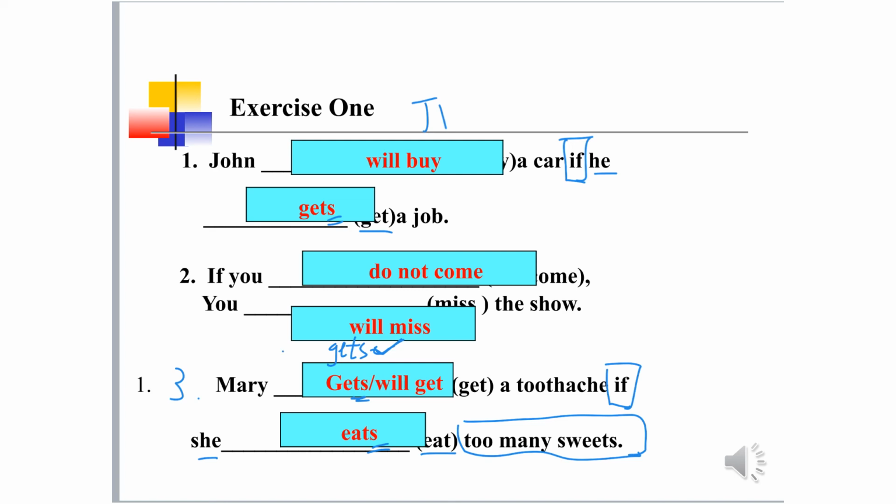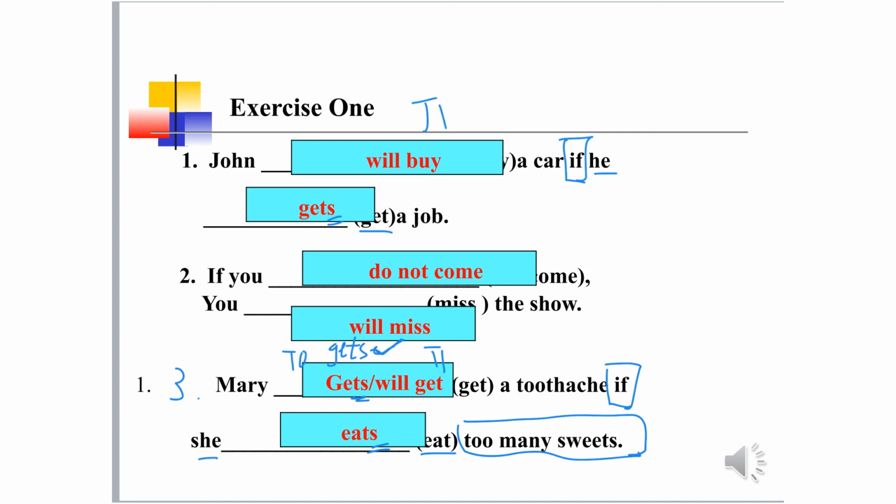So this is type 0. But if you have been eating too many sweets for just 1 or 2 days or even a week, then it's type 1. Okay, because we are not sure about the period, the number of days that Mary has been eating too many sweets. So we will give this sentence the benefit of the doubt. In this case both tenses are correct. It depends on how many days.